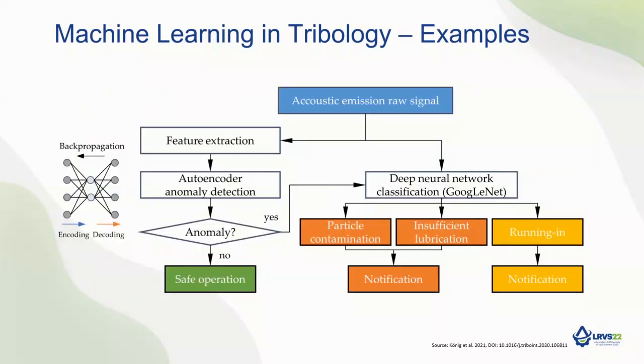A more recent approach for monitoring and classifying the multivariant wear behavior of lubricated journal bearings was presented by Koenig and co-workers. As illustrated on this slide, an autoencoder was used for anomaly detection. Moreover, acoustic emission signals with a continuous wavelet transformation were utilized to train a convolutional neural network to classify the modes of running in, insufficient lubrication and particle contamination of the oil.